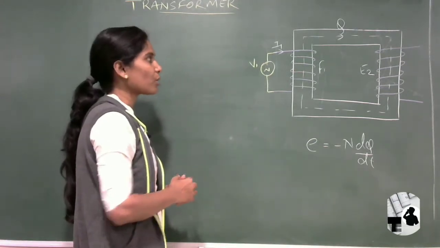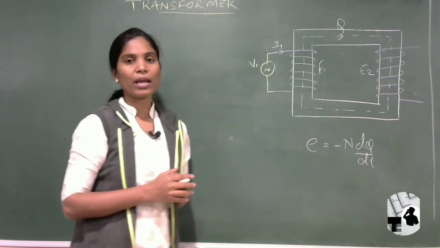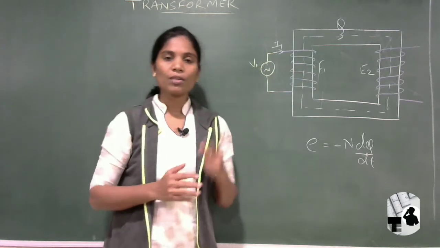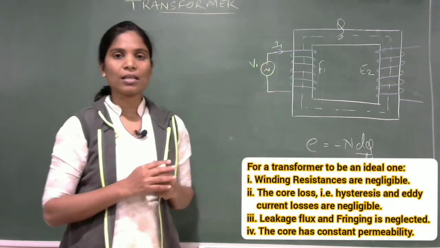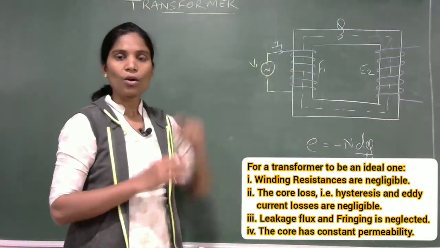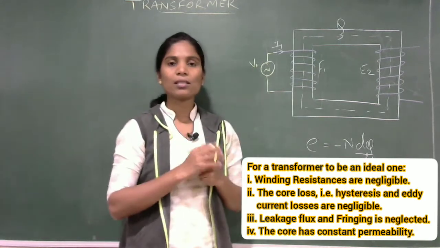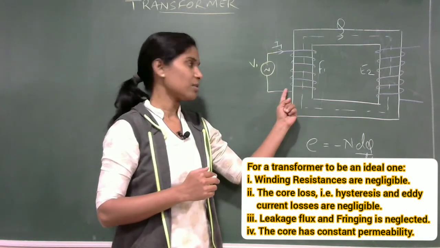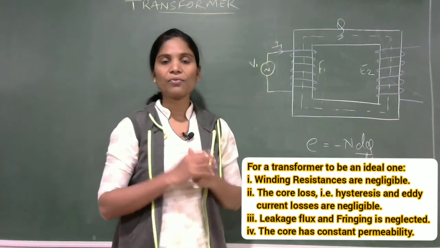Now we are going for the ideal transformer. When we work on the ideal case, we have some specific assumptions. What are those assumptions? The first assumption is that the internal resistance of the windings, the simple copper winding connected at the primary and secondary, is neglected. Practically there will be some internal resistance in the copper winding, but in the ideal case we neglect the internal resistance of the primary as well as the secondary.